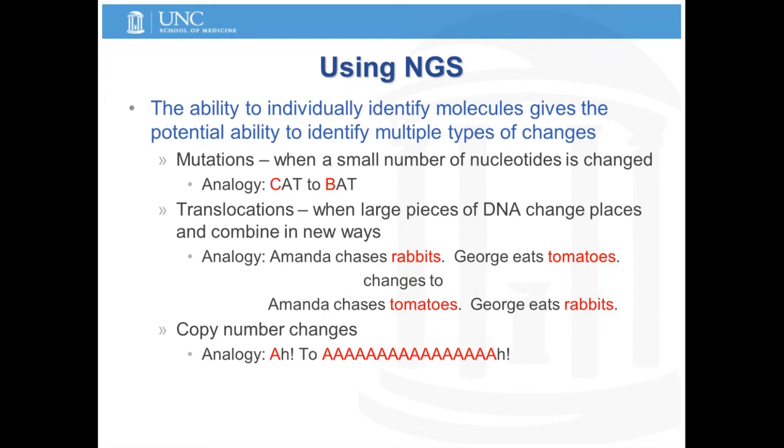Finally, you can detect copy number changes. This is going from the word with one A to very, very different outcomes. And so this is the way we can use next generation sequencing technology to well characterize tumors.